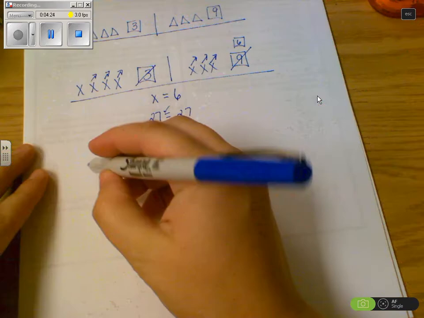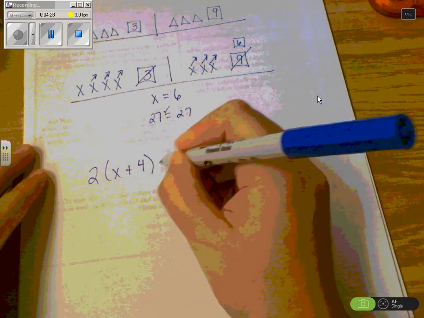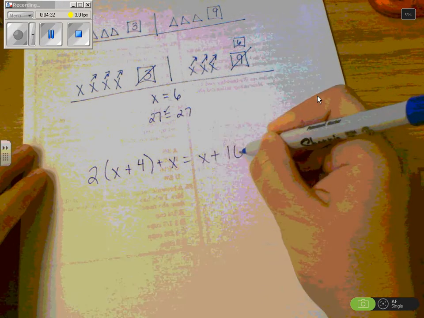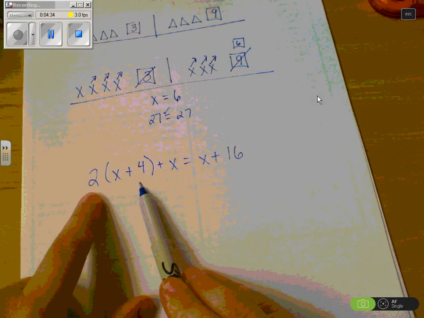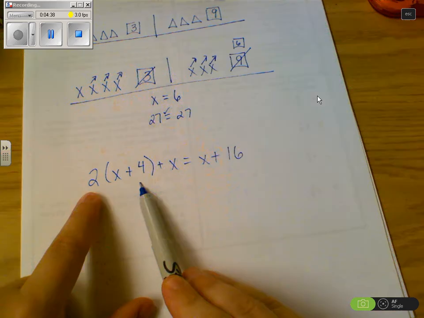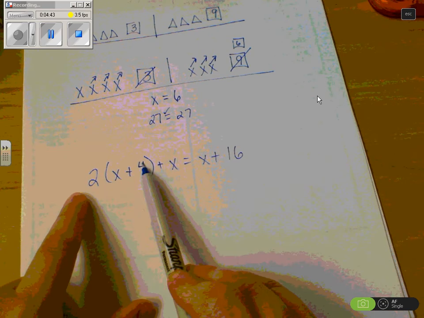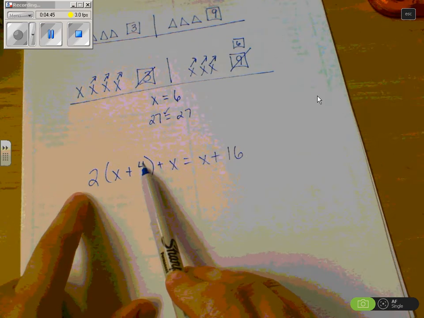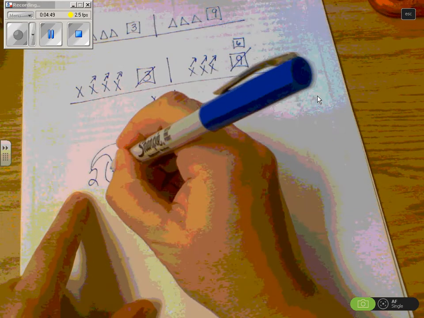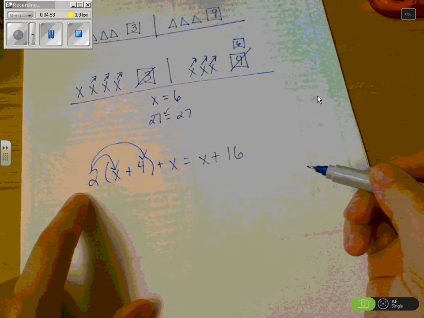This next equation, here we have our distributive property of multiplication over addition. So before you build anything, you want to distribute the 2 across your parentheses. So I'm going to go ahead and rewrite an equivalent equation before I build my scale.